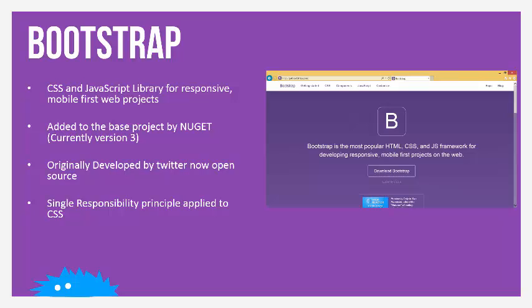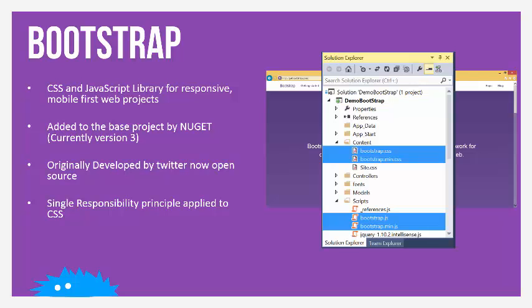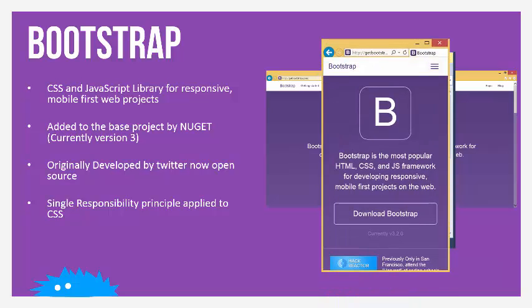When you create a new project, NuGet automatically adds the files to your project. CSS does the bulk of what Bootstrap is famous for, but there's also a JavaScript library that NuGet includes as well. I think that's only required if you want to use some of the Bootstrap widgets. Here you can see the files that NuGet adds for you. And then there's Bootstrap on a mobile device.